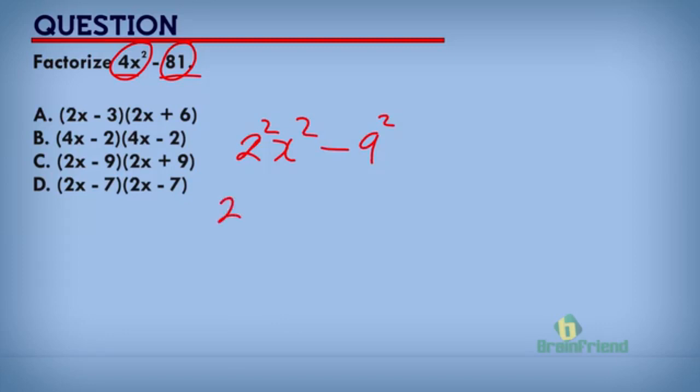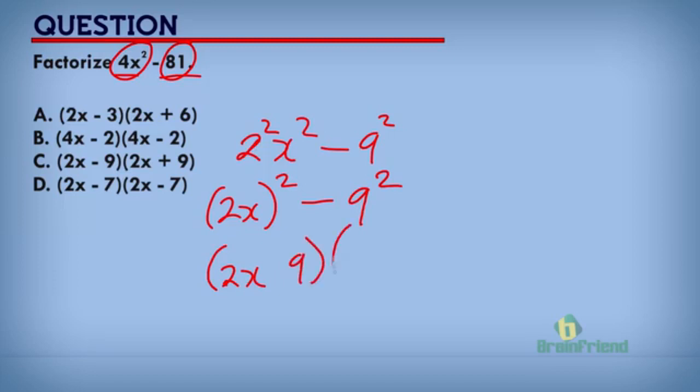This can be rewritten as 2x, all of that raised to the power 2, minus 9 raised to the power 2. We said since they are both squared, it means that we can expand them in 2 places or as 2 groups. So we have 2x and 9 in one group, all in bracket, 2x again, and 9 in the other group.